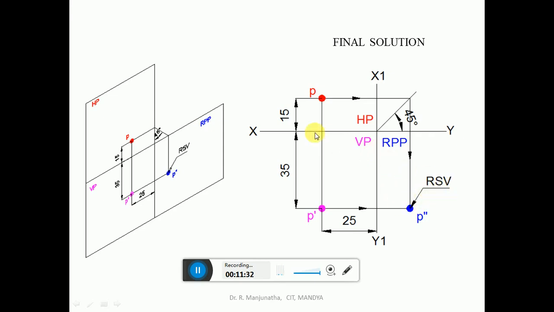Then show the dimensions here. The distance with respect to the profile plane, that is behind RPP, is seen in both VP and HP. So you measure the distance of 25 mm here, and then below HP distance of 35 mm in the vertical plane. So you show the dimension of 35 here, and also behind VP is seen in HP, so that distance is shown here, which is 15 mm. So this is going to be the final solution when you are writing in the sketchbook.